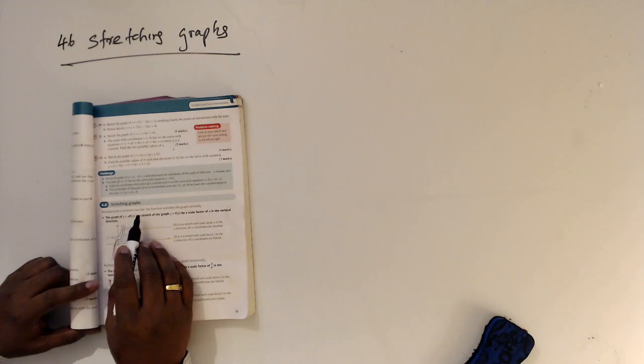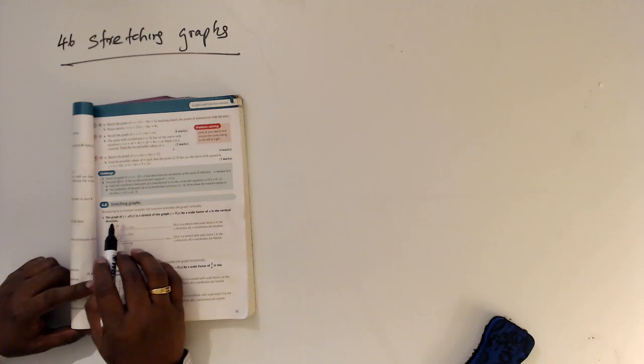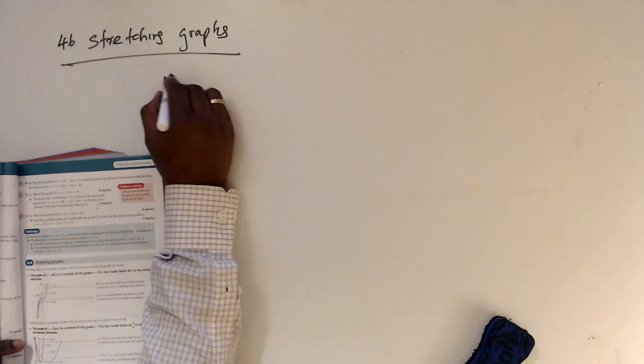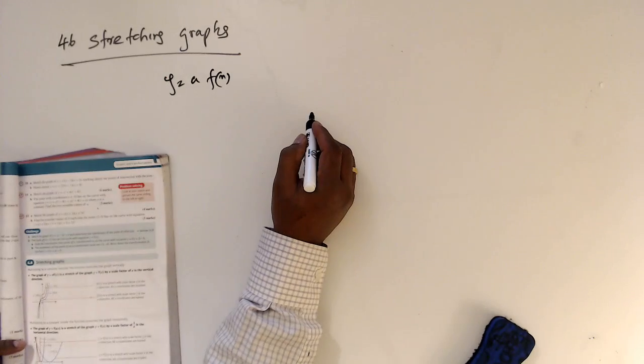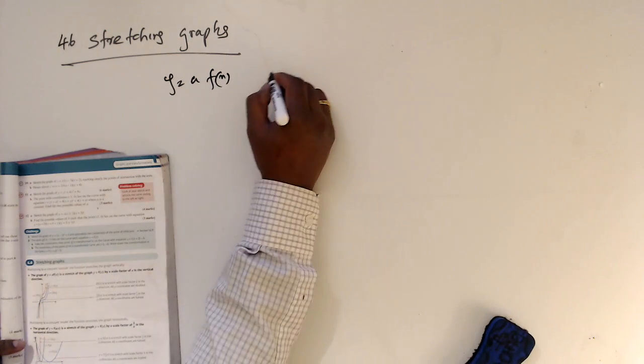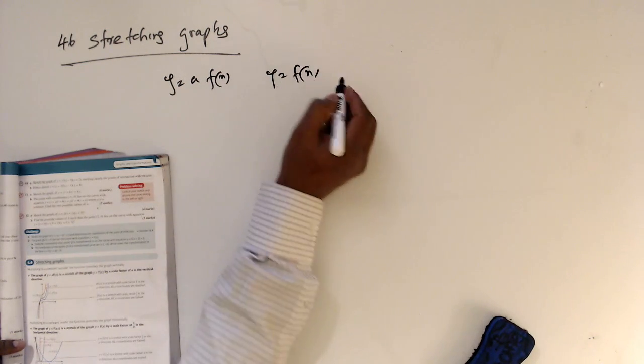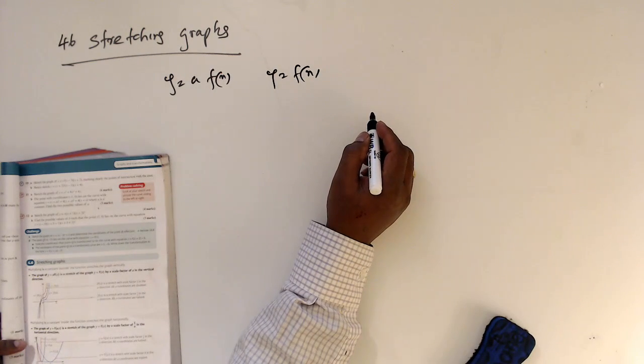4.6 Stretching the graphs. The graph y = a f(x) is a stretch of the graph of y = f(x) by a scalar factor of a in the vertical direction.